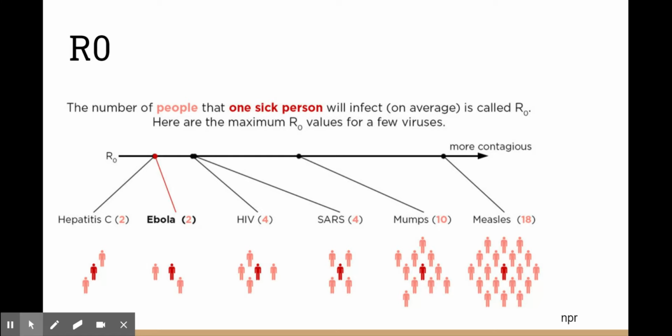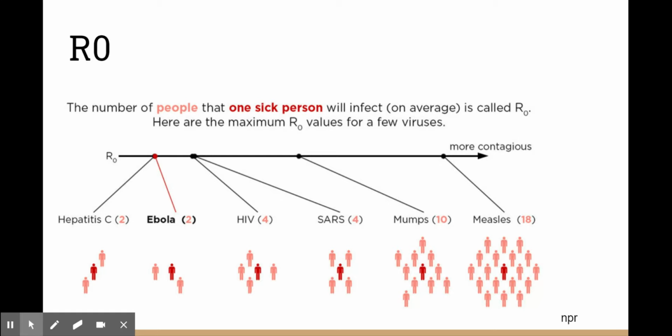Measles is the most contagious disease we know about. It has an R naught of 18. One person with measles, on average, will pass it to 18 other people. That's scary. So why do these different pathogens or different diseases have different R naughts? Why is Ebola a 2 and measles is an 18?